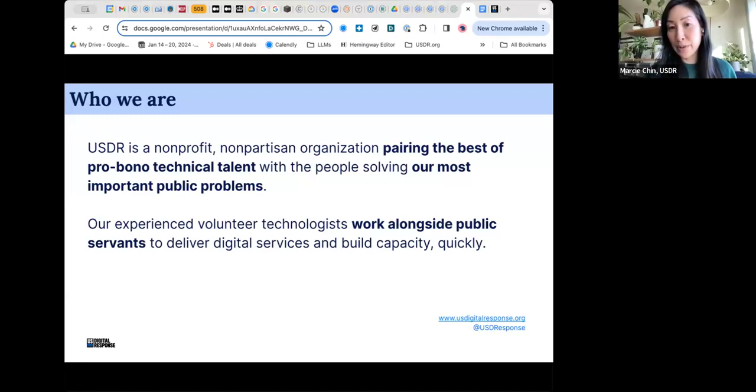And for those of you who are unfamiliar with our organization, we are a nonprofit, nonpartisan organization, and we match pro bono volunteer technologists with public servants who are working hard to improve the delivery of public services. In summary, we help by providing short-term capacity to help state and local governments solve problems quickly.